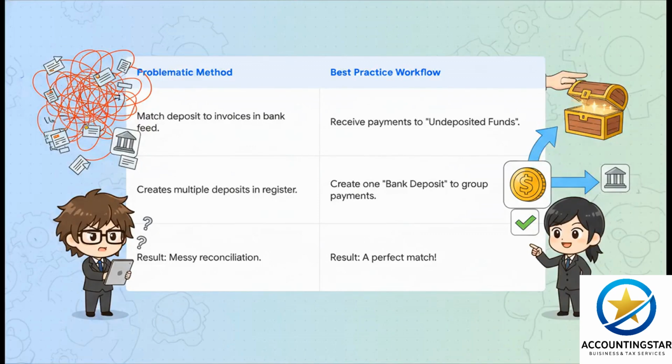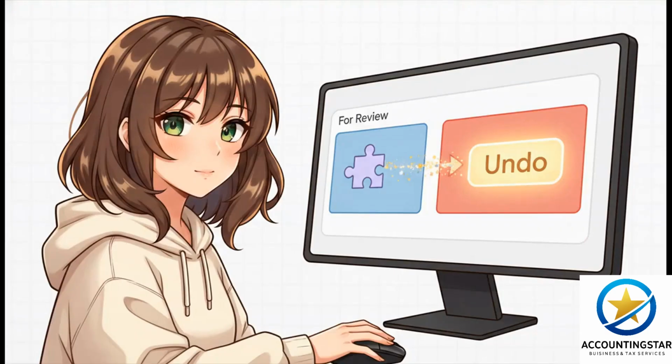It's harmony. And hey, quick tip, if you ever make a mistake, we all do, and match something incorrectly, don't panic. Just click over to the Categorized tab, find that transaction, and click Undo. It'll pop right back into your for review list. No harm, no foul. Easy.